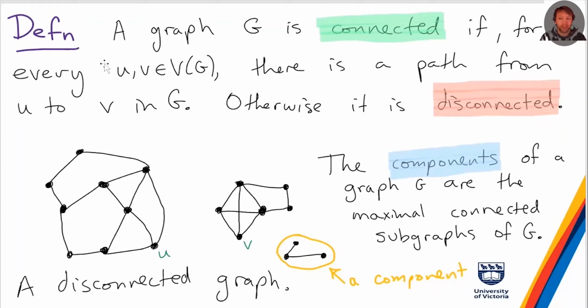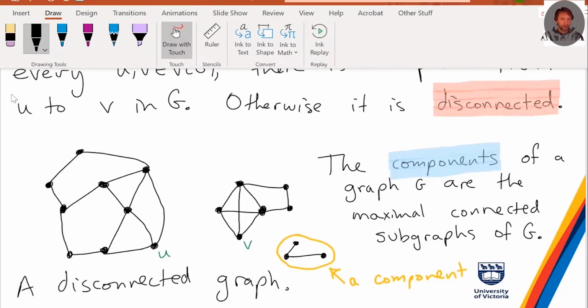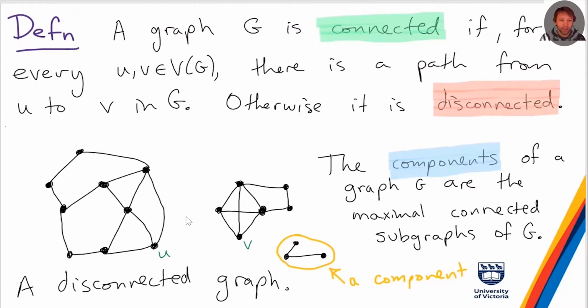First definition. We say that a graph is connected if for every pair of vertices u and v, there exists a path that starts at u and ends at v. And if the graph is not connected, then we say it's disconnected. Okay, so hopefully this is a fairly straightforward definition. I think it should be easy to visualize, right?